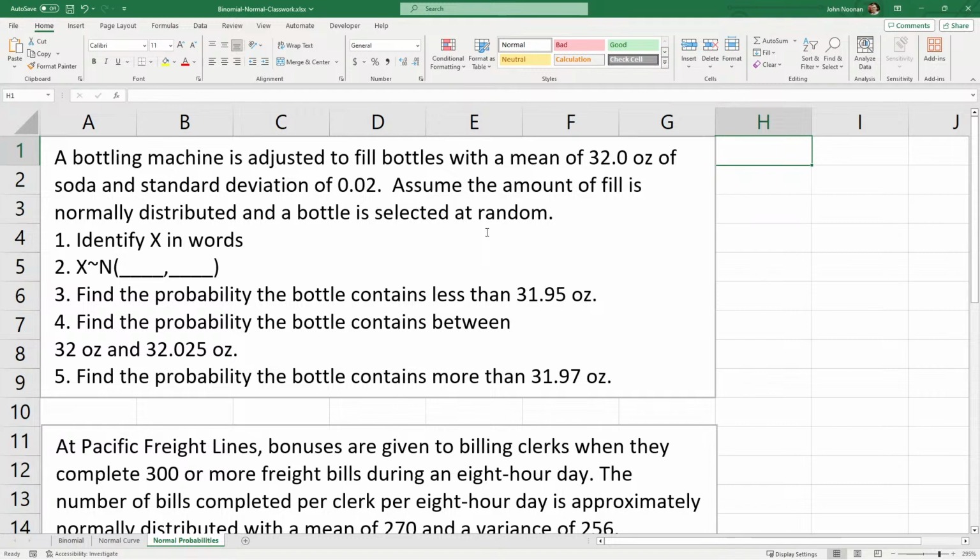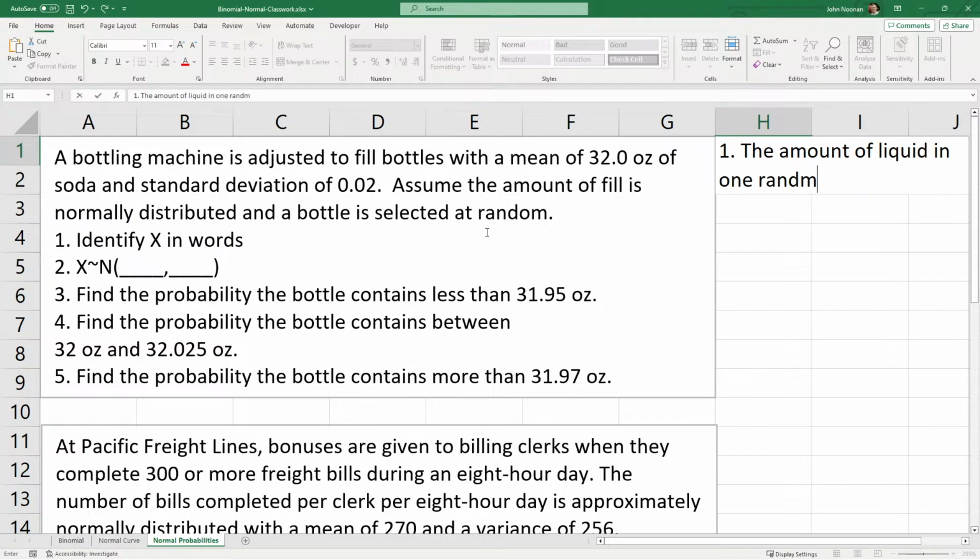So I'm going to go through each one of these. Let's see, number 1, I'll put over here. The answer is, what is X? X is the amount of liquid in one randomly chosen bottle. How's that? So that's what we're actually measuring. Identify X. In words, we're actually measuring the amount of liquid, whatever it is that we're putting in this soda. I don't know what it is. Maybe it's isopropyl alcohol. I have some quart bottles of isopropyl at home. But anyway, that's what we're measuring.